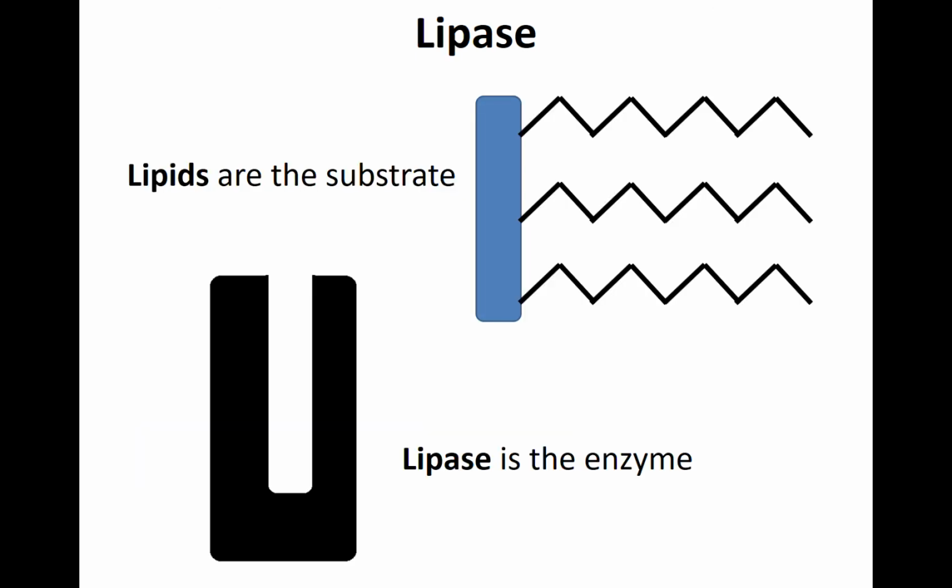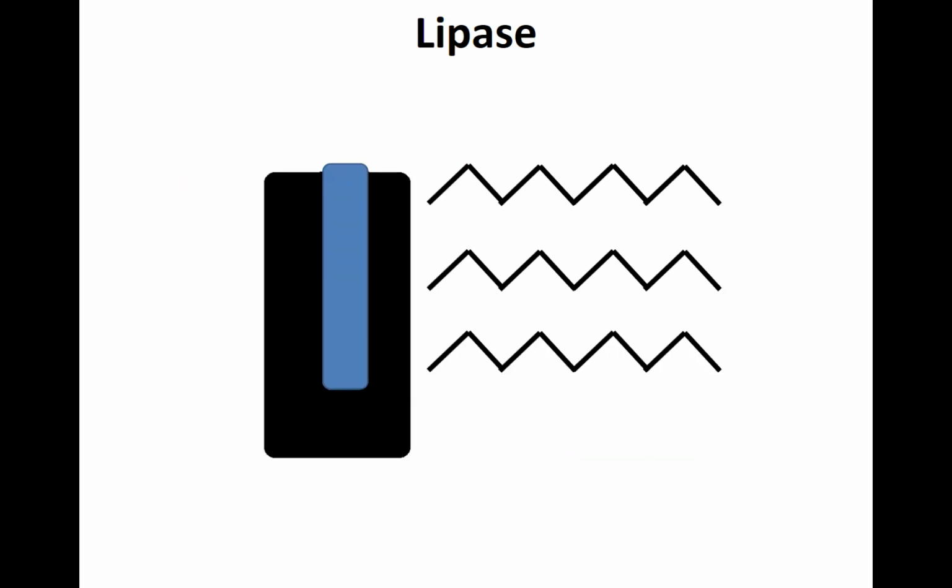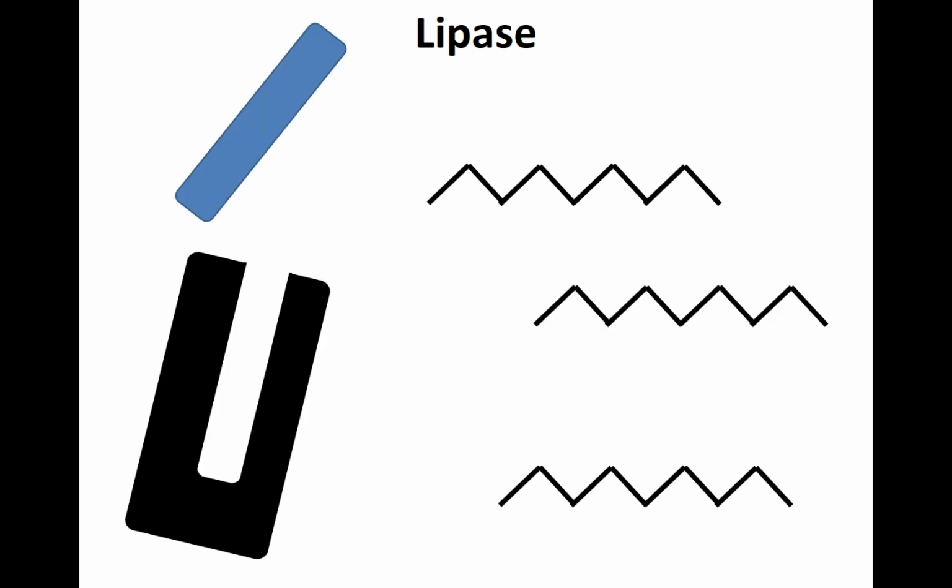Finally, we have lipase, which breaks down lipids. In this case, lipids are the substrate and lipase is the enzyme. When they lock together, it breaks off the fatty acids from the glycerol, leaving behind the large glycerol at the top left and the three fatty acid chains.